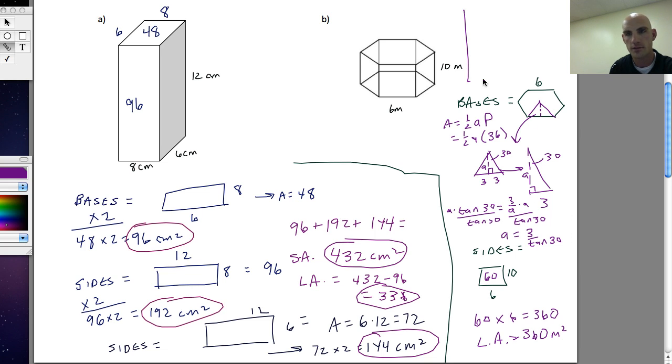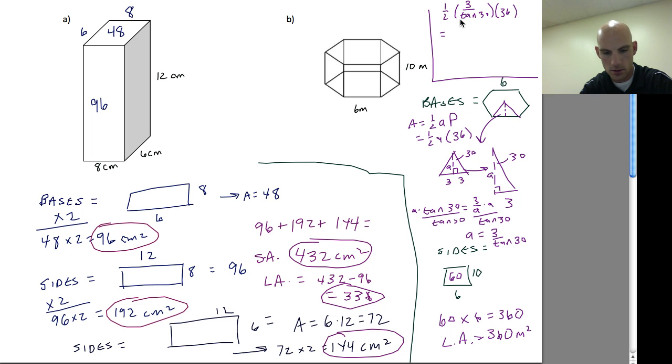And so up here, I know I'm skipping around a little bit, but let's do this. 1/2 3 divided by tangent 30 times 36 gives me 18 times 3. So this is going to give me 93.5 times 2 equals 187.1. So these are the bases.